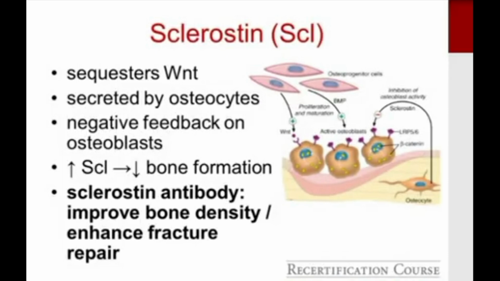So sclerostin is an important substance in that it sequesters WNT. This is secreted by osteocytes and provides negative feedback on osteoblasts. If you have increased sclerostin, you have decreased bone formation. Therefore, a sclerostin antibody used pharmacologically may improve bone density or enhance fracture repair. And this is an area of research for bone formation.